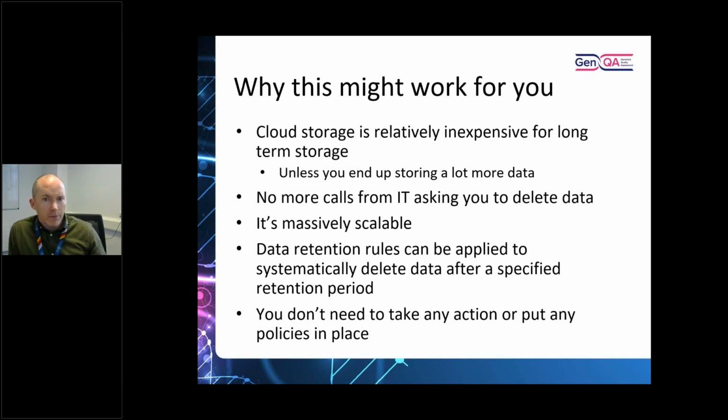So really, when I say you don't need to take any action or put any policies in place, what it means is that from a lab, biological and clinical function point of view, you can really say, we'll keep everything and we'll use it when we need it. So you don't really have to make any hard decisions about what files you need to keep, what data. You keep it all. And so potentially that's great because you never have to take any hard decisions. And as long as there's money to cover it and IT are okay with it, you're golden. So go to the next slide, please.